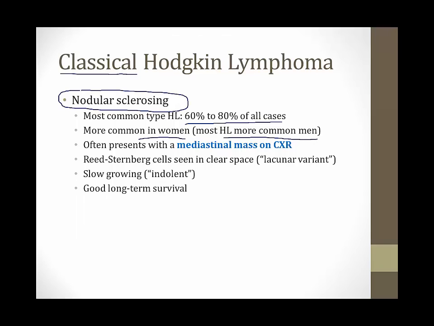Another feature of the nodular sclerosing subtype is that it often spreads to the mediastinum, so it can present as a mediastinal mass on chest X-ray. In addition, the Reed-Sternberg cells, when viewed under the microscope in this form of Hodgkin lymphoma, are surrounded by a clear space. This is called the lacunar variant of the Reed-Sternberg cells. This is a slow-growing or indolent lymphoma, and it has good long-term survival and cure rates.